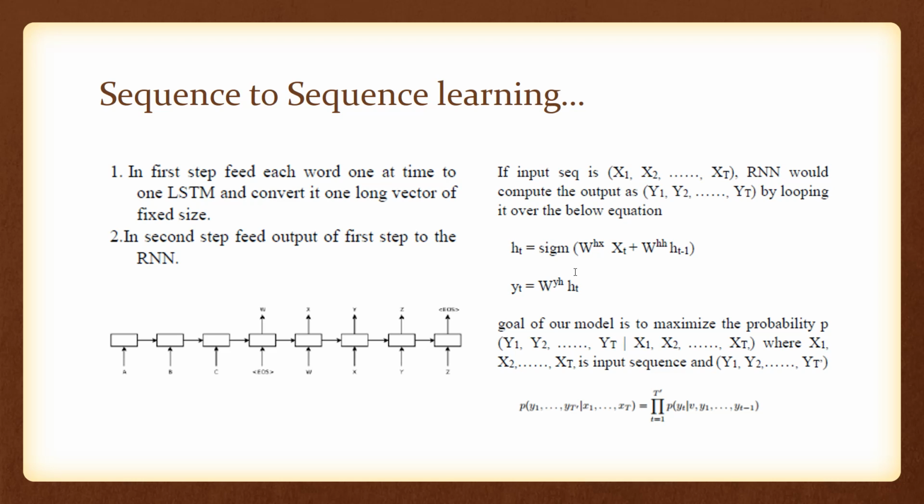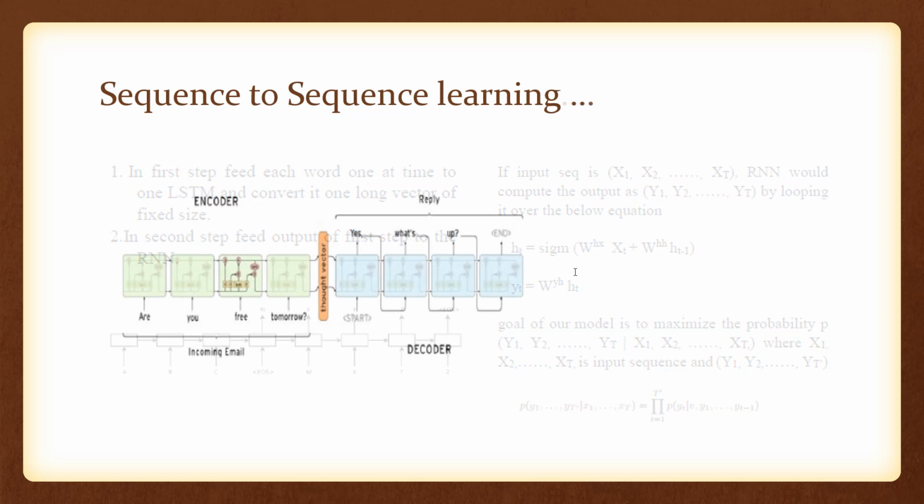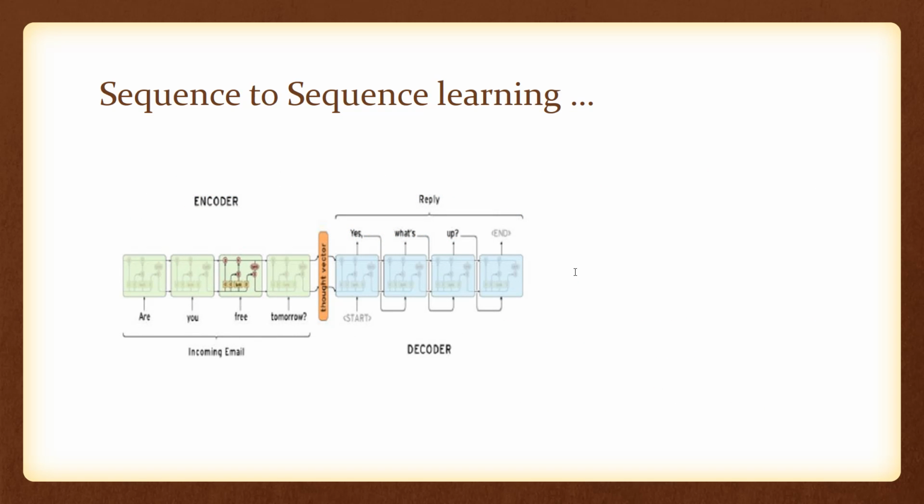Mathematically, we can see that the input sequence can be represented in the form of vectors from x1 through xt and the output as y1 through yt. By looping over the equations mentioned in the figure, we get the output. The objective of the model is to maximize the probability p of having words y1 through yt given the words x1 through xt.